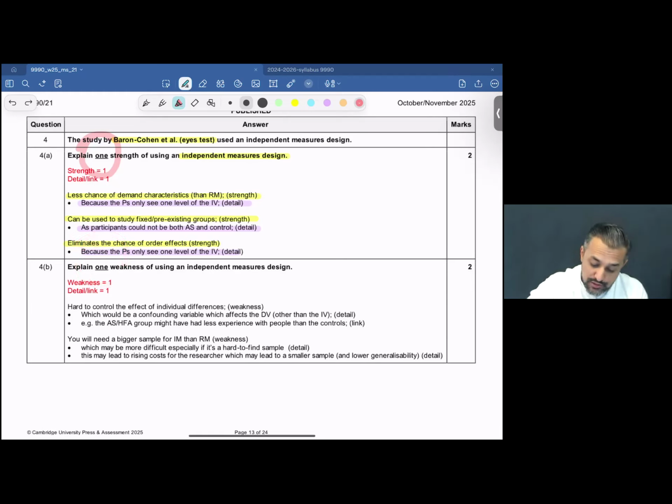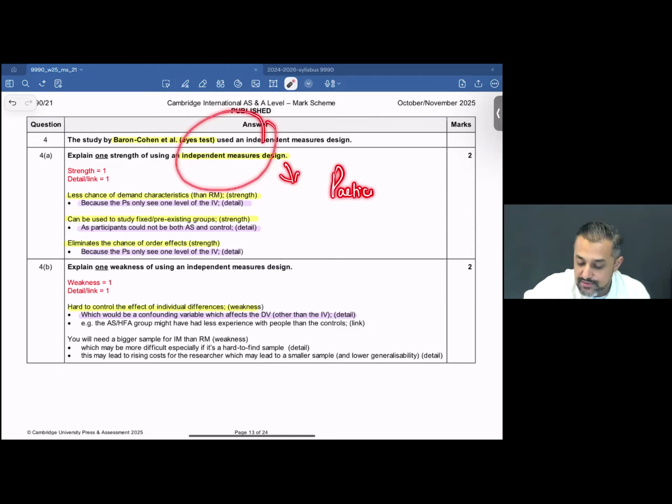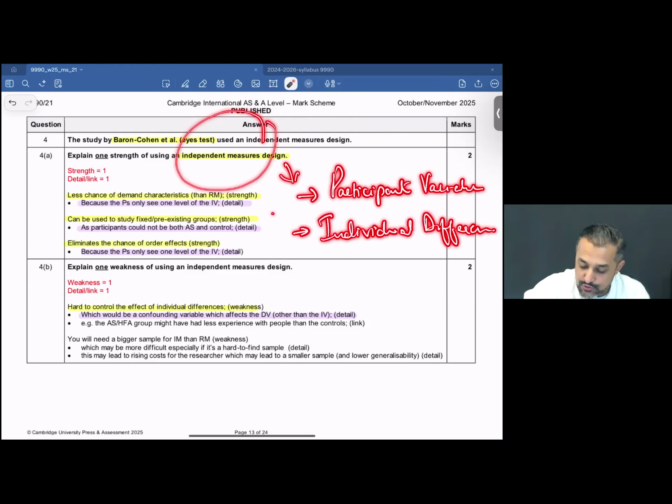As we speak about a weakness of using an independent measures design, how do we get the first mark? It is hard to control the effect of individual differences, which would be a confounding variable which affects the dependent variable other than the independent variable. So the biggest flaw of the independent measures design is participant variables, also referred to as individual differences. Individual differences.